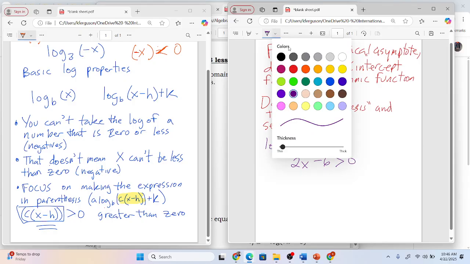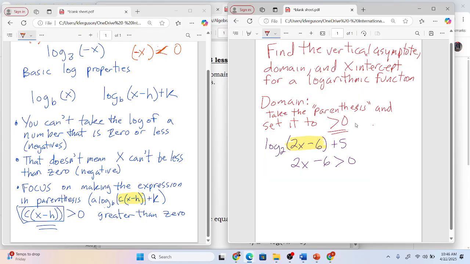I guess I need to write that up there too. And then solve. When I tell you to solve something like that, that means you isolate your variable. Most of the time it's going to be x, but I just want to say variable in case it's not x sometimes.